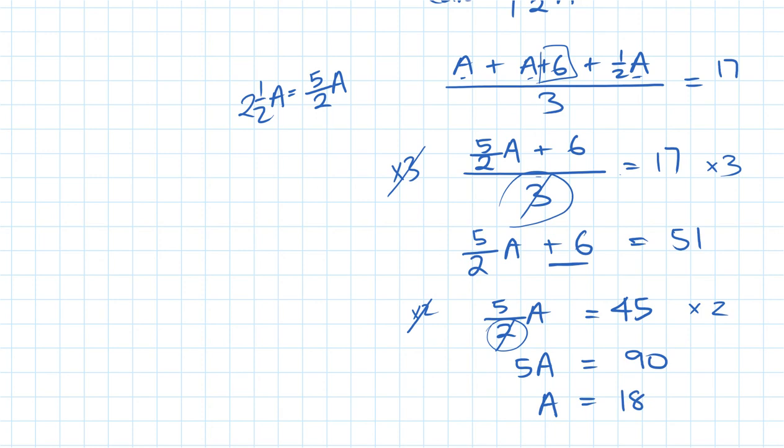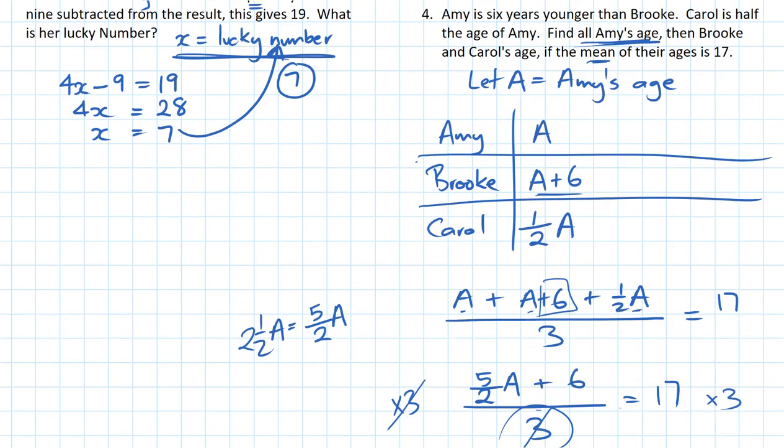What does that mean? If I scroll back up, that means that Amy is 18. Now I can work out Brooke and Carol's age. Brooke was 6 years older than Amy, so Brooke is 24, and Carol is half times A, so half of 18 is 9, so Carol is 9.